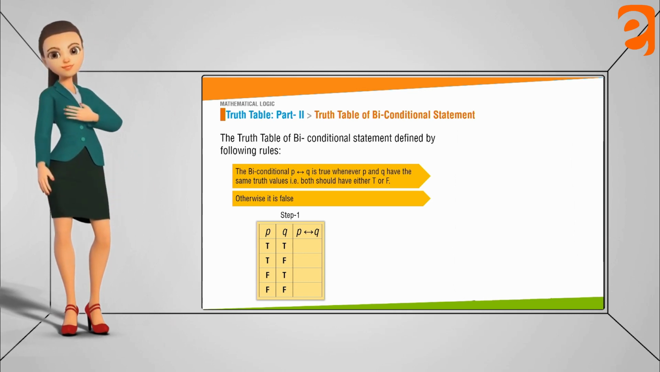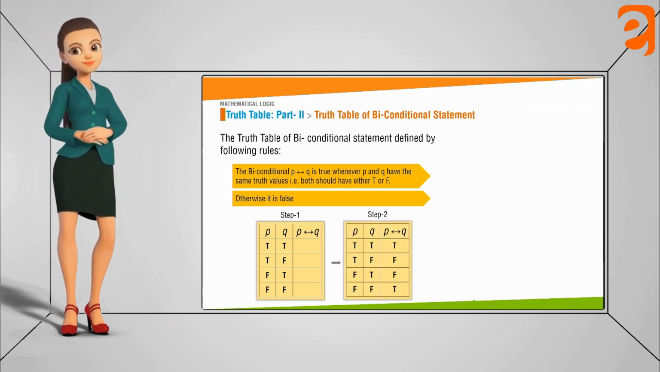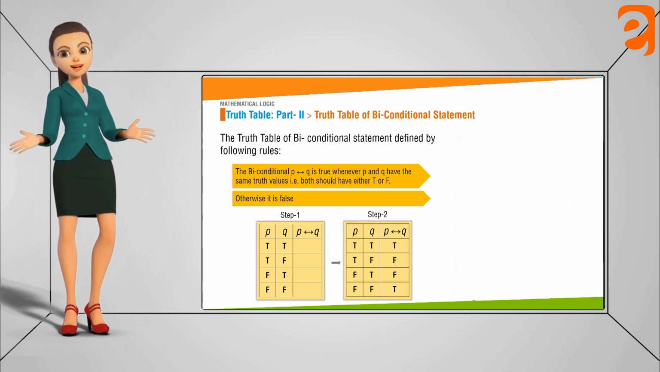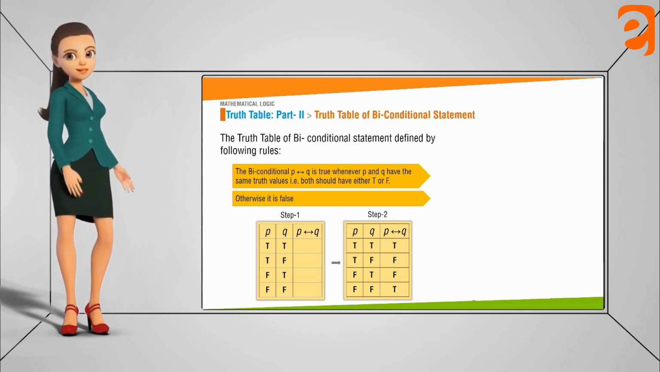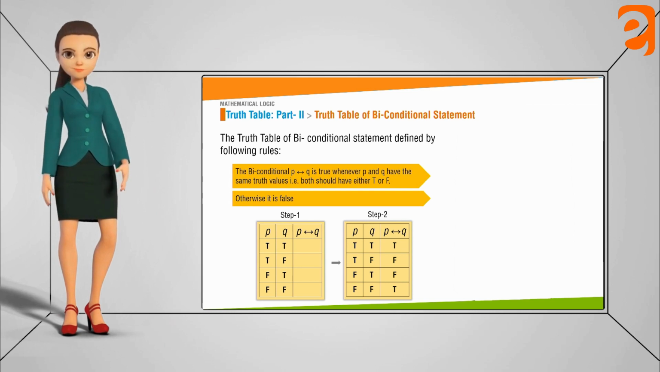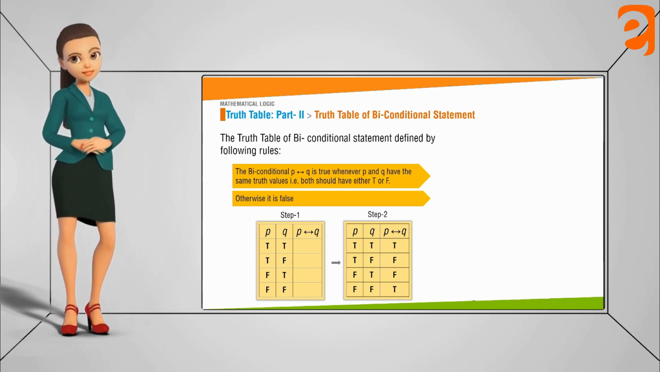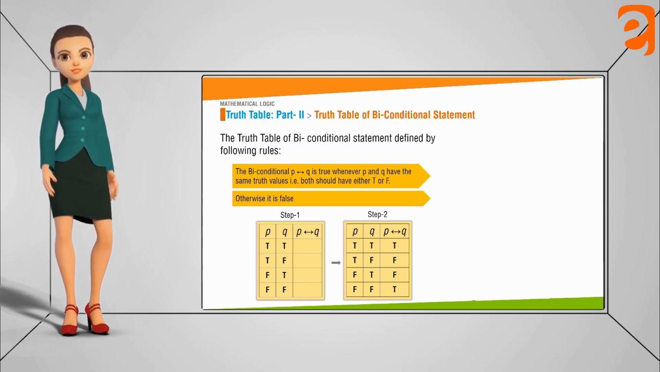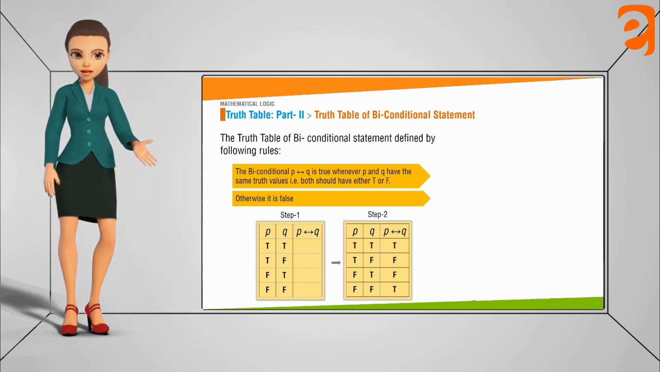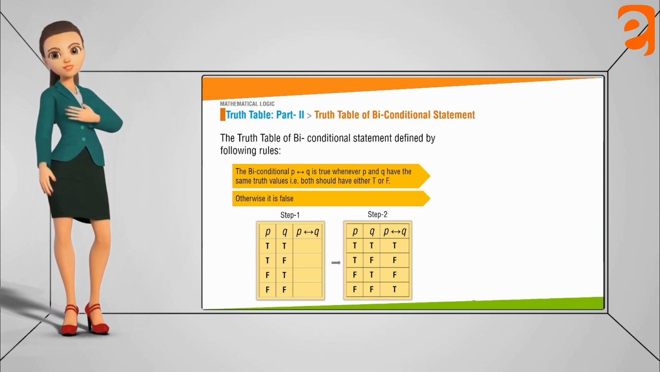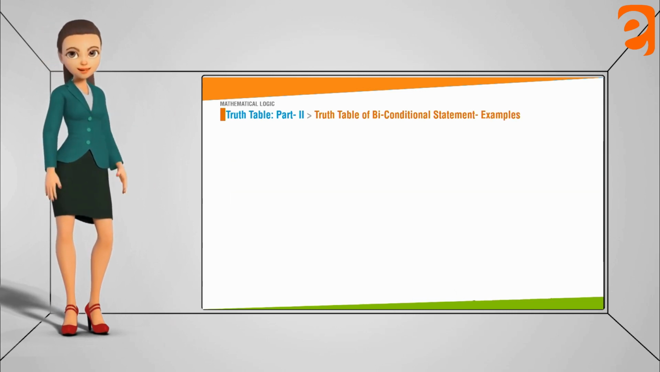Look at these steps. P and Q have different truth values, and in their biconditional column, the first row and the last row have the same truth values, TT and FF. So their conclusion is going to be T, and in the second and the third row, these have different truth values, TF and FT, so the conclusion is false.